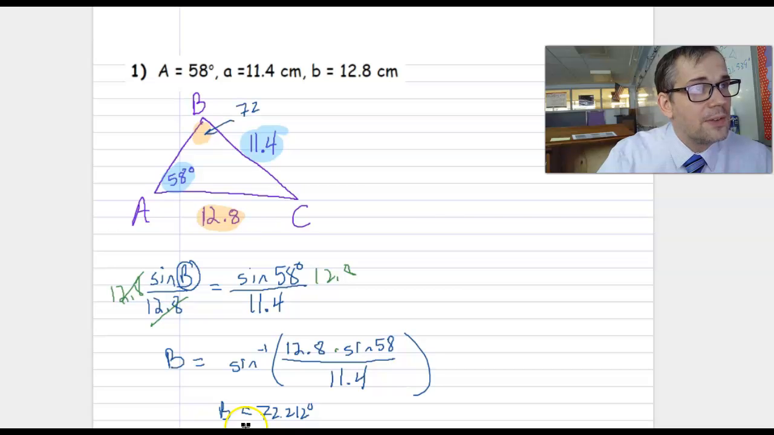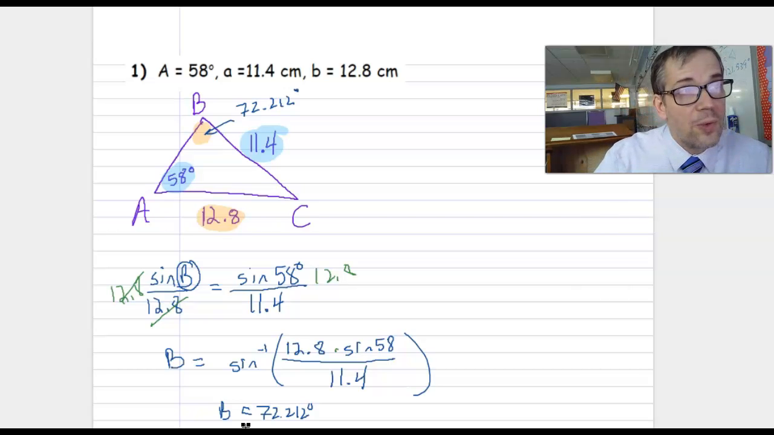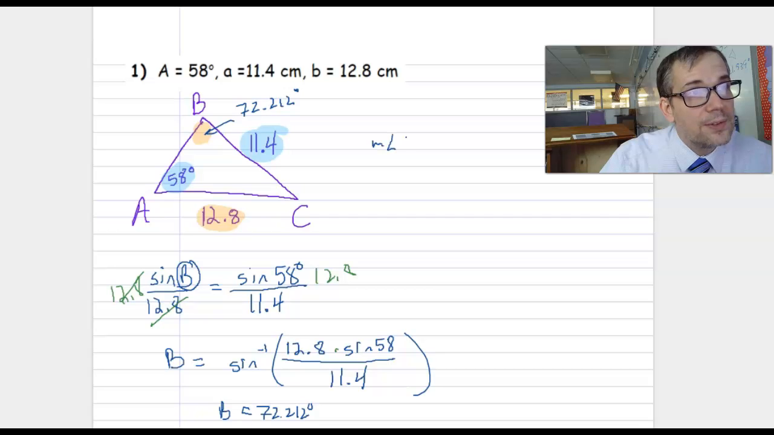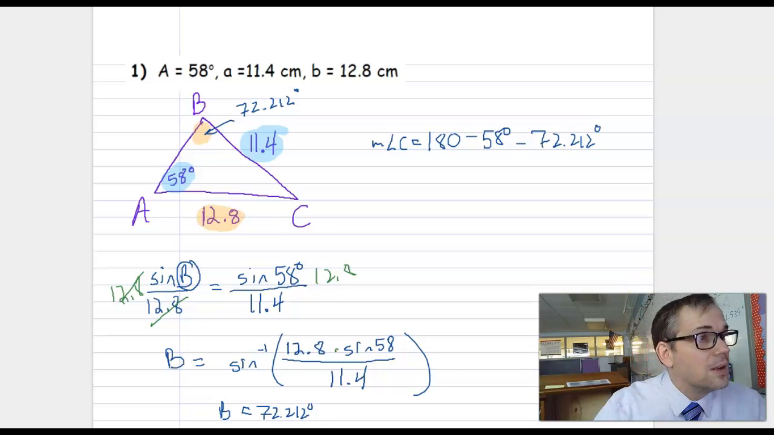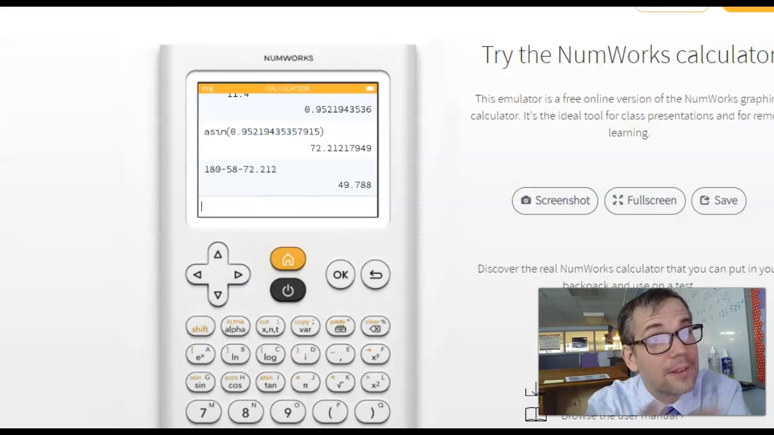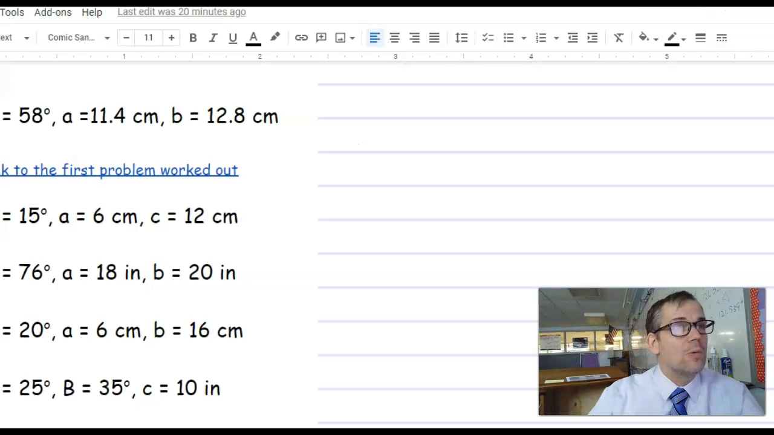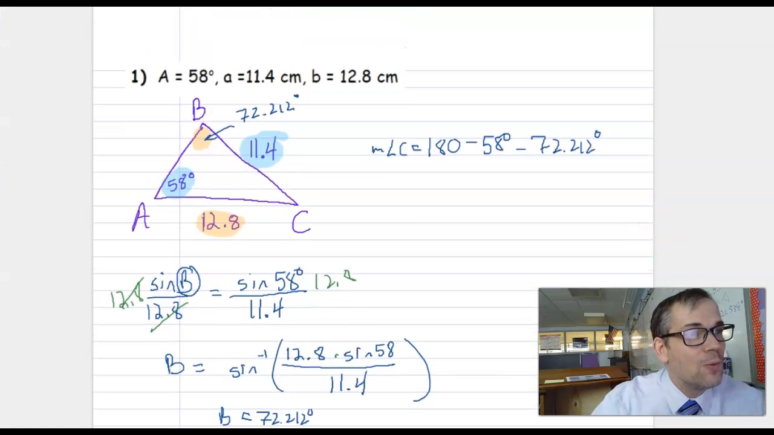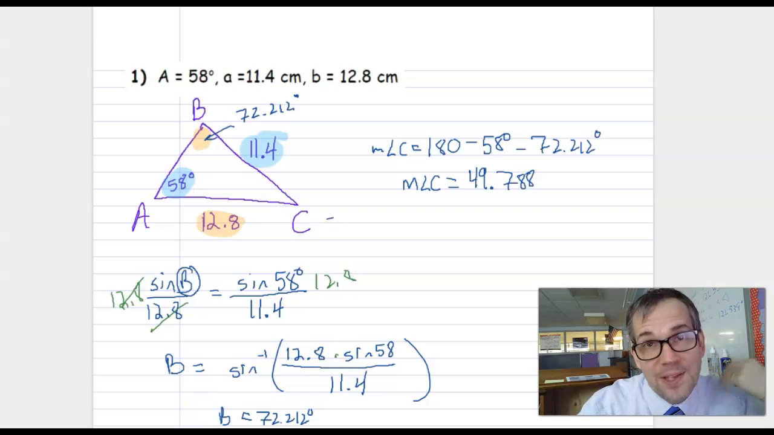So now that I know that, that right there is 72.212, I can use some other basic geometry facts, like the fact that these angles will add up to 180. So the measure of angle C is going to be 180 degrees in the whole triangle, minus the 58 degrees that they gave me, minus the 72.212 degrees that I just found. So if I use the calculator, I can see it's 49.788 degrees. So we'll put that in there. 49.788 is angle C.